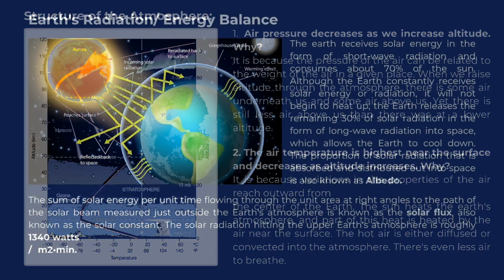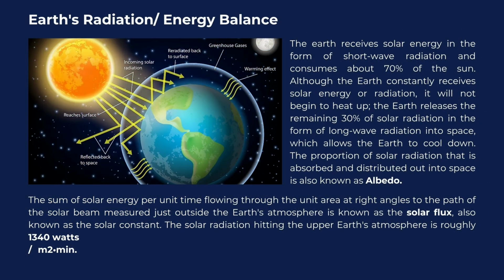Now let's move on to Earth's radiation and energy balance. The Earth receives solar energy in the form of short-wave radiation and consumes about 70% of the sun. Although the Earth constantly receives solar energy or radiation, it will not begin to heat up. The Earth releases the remaining 30% of solar radiation in the form of long-wave radiation into space, which allows the Earth to cool down.